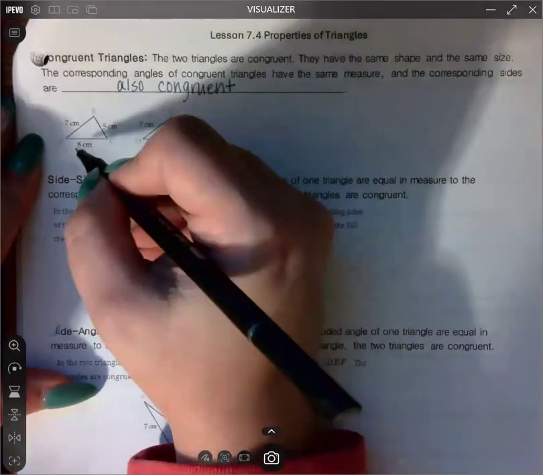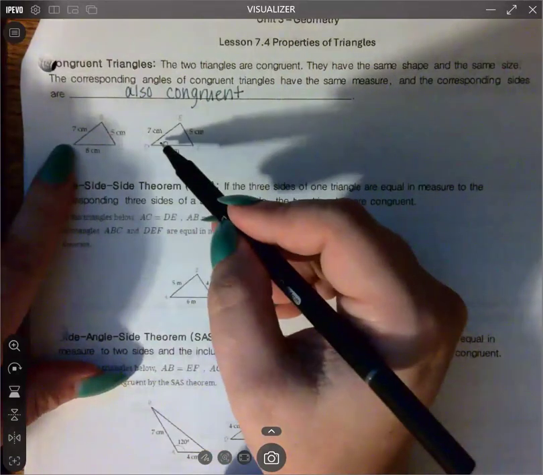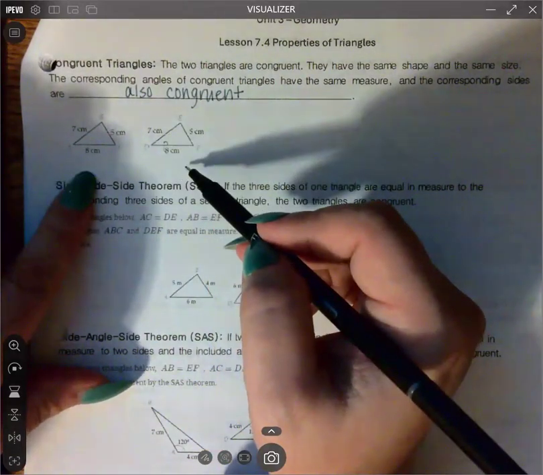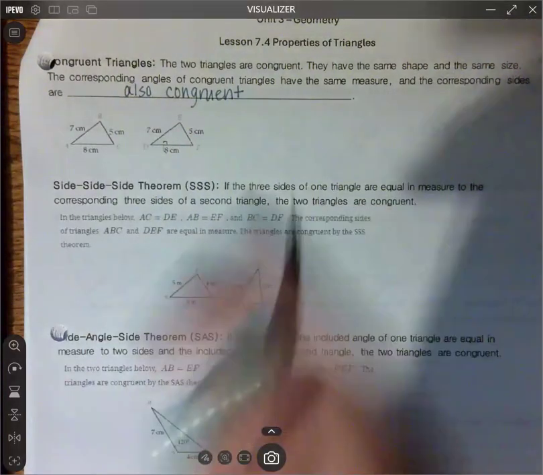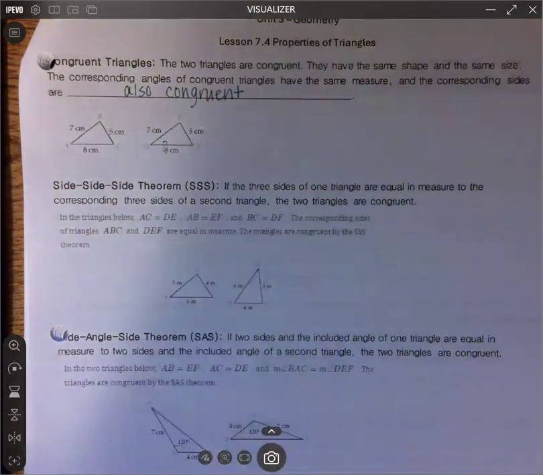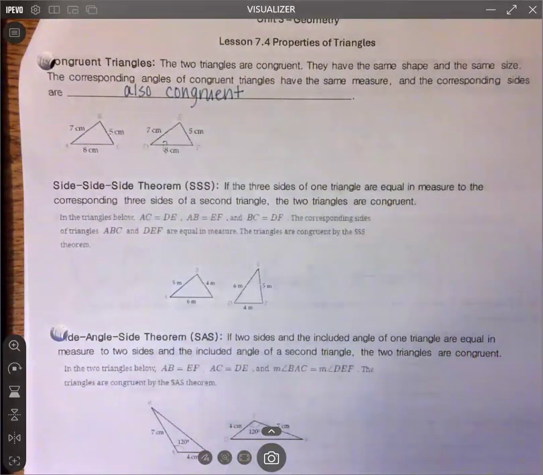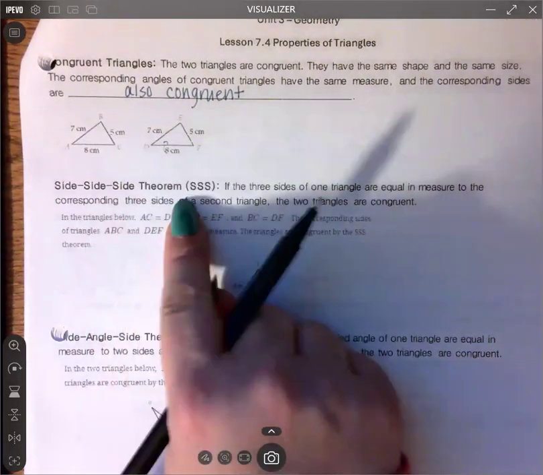So hopefully, as you look at these 2 triangles, you'll notice that they both have a side that's 7 centimeters, both have one that's 8, and both have one that's 5. All 3 sides have the same measure. There are different ways that we're going to say that we can prove that the triangles are congruent. We're going to use side side side theorem.